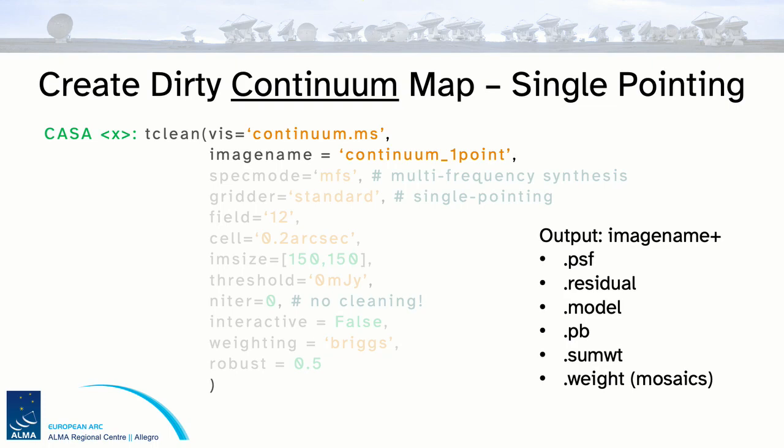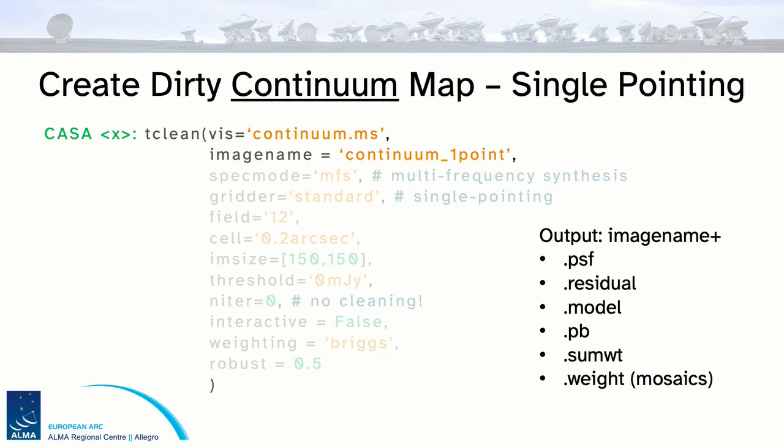After selecting the weighting scheme that we want, we can move on to creating a dirty map of our data using the tclean command. And we will start with a continuum example. We input the measurement set that we want to image from and specify a base name that will be prepended to all output images from tclean.